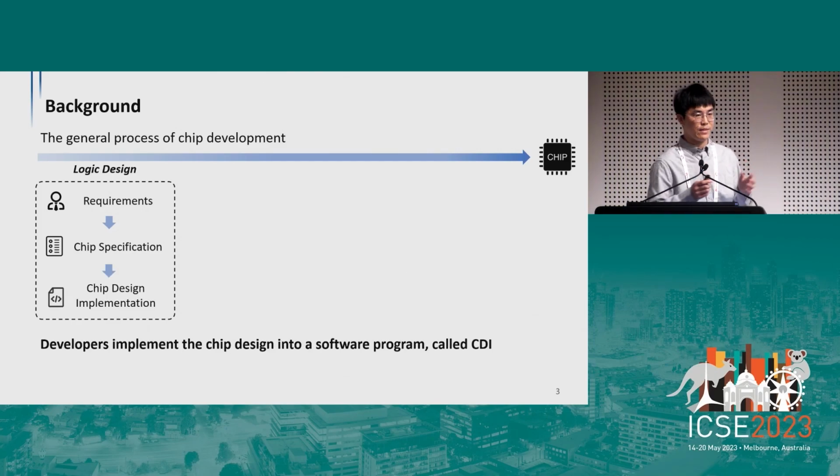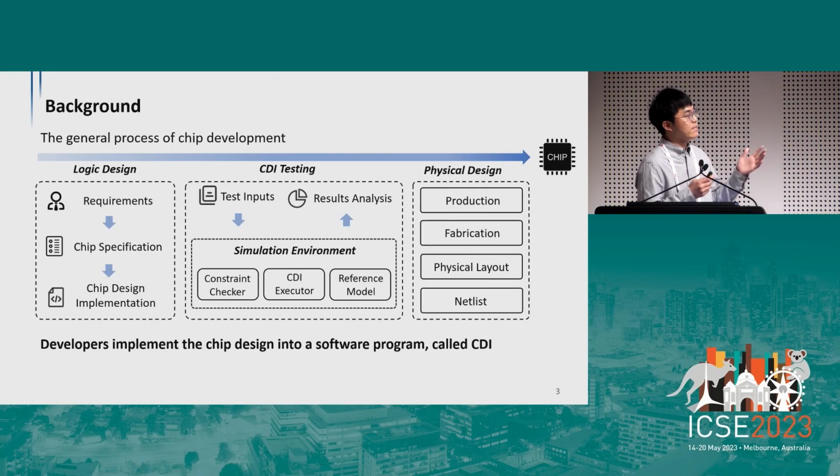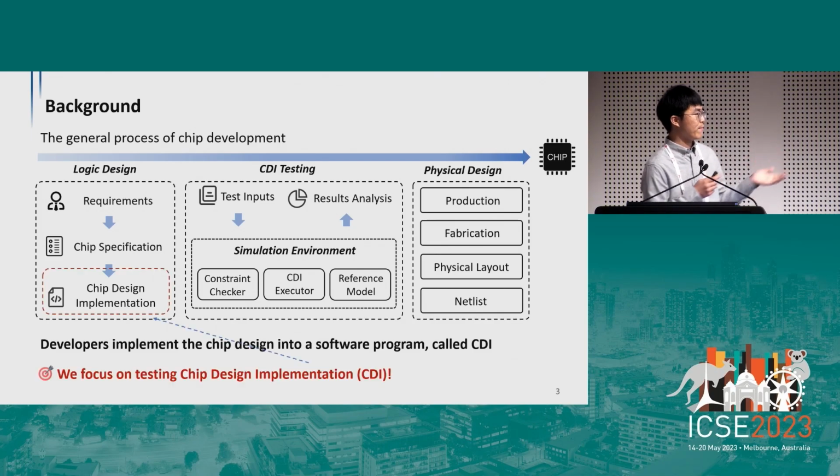Then the development team will implement the chip design using hardware description language. At this stage, the chip design implementation is a kind of program, like general software, and we call it the CDI. Then the testing team will test the CDI, and the well-tested CDI will then be pushed into physical design and finally put into production. And in this paper, we focus on CDI testing.